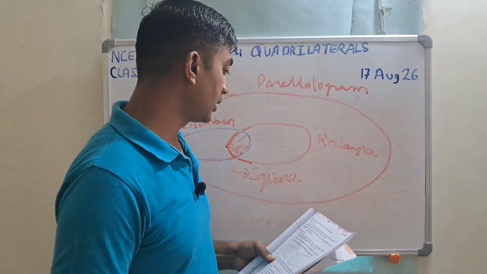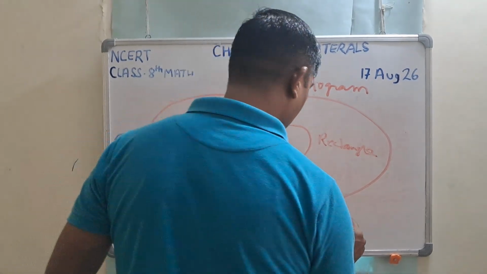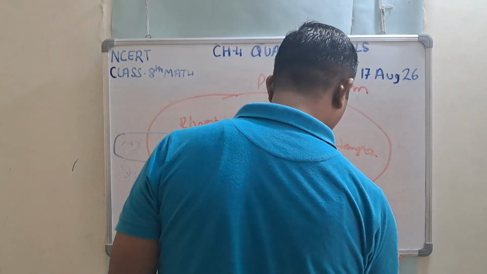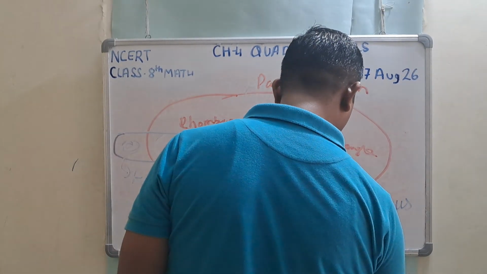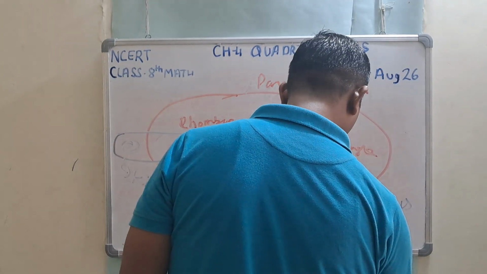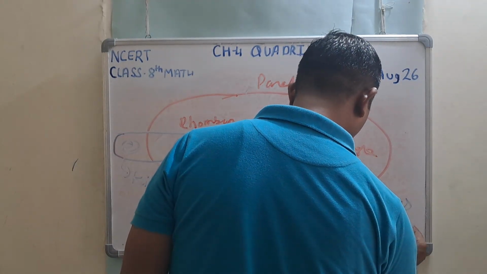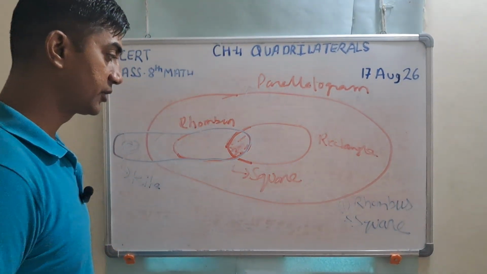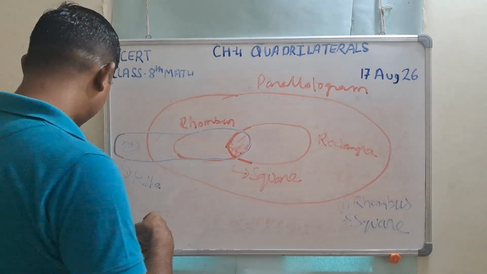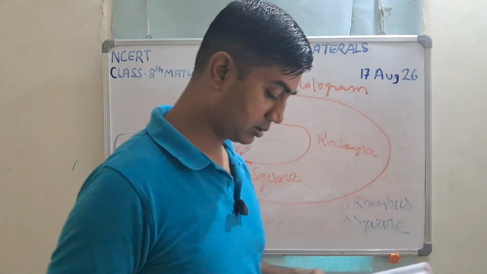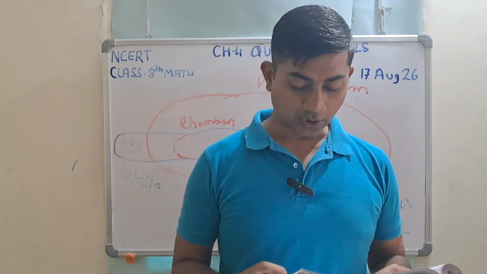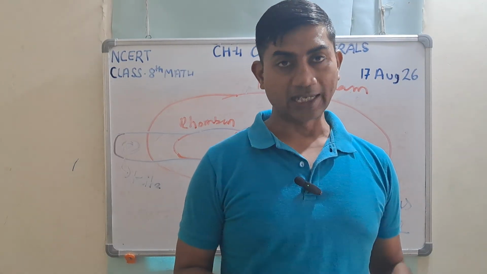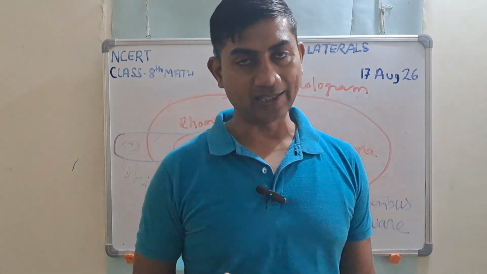Answer number 1 is rhombus and square. Understood? Let's see what is question number 2. Can there be a quadrilateral that is both a kite and a rectangle?